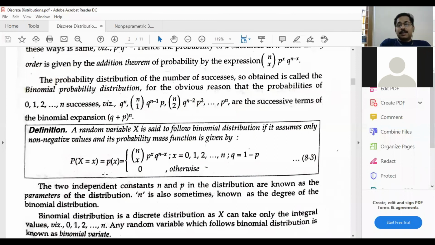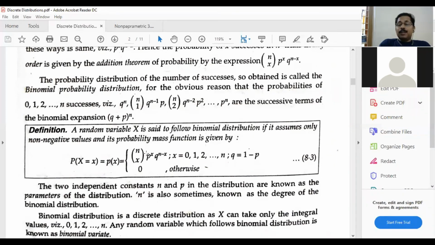You can check whether this is a probability function. First you have to check whether the value is always greater than or equal to 0. You check p raised to x, q raised to n minus x. You know that p is positive, so p raised to x is always positive. Q is also positive because it is 1 minus p, and nCx is always positive, so this function is always positive.